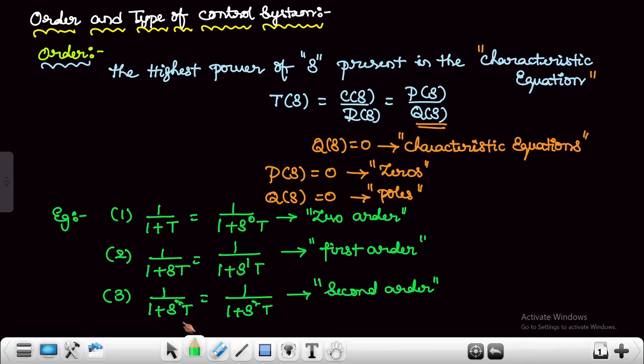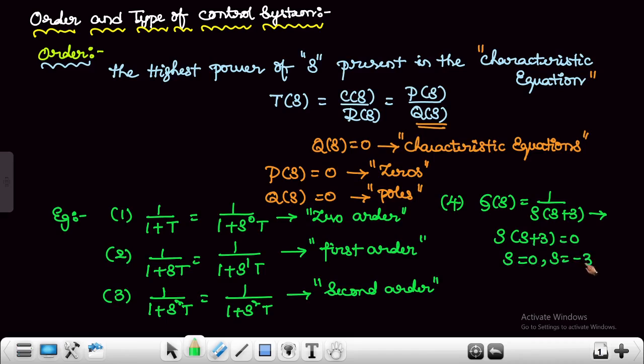Whenever you make it equal to 0, I already told. Let us take one more example. The fourth one I am taking is a numerical example, G of S is given as 1 by S into S plus 3. Whenever you make this denominator equal to 0, S into S plus 3 becomes 0. So this is defined as either S equals 0 or S equals minus 3.